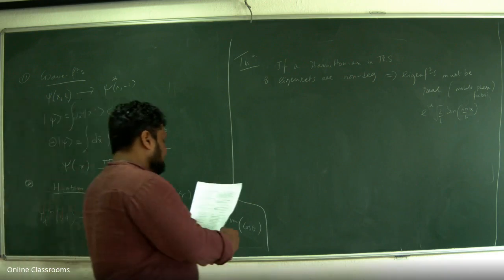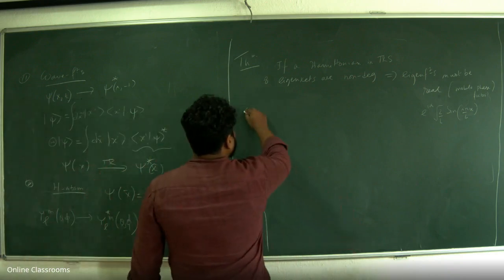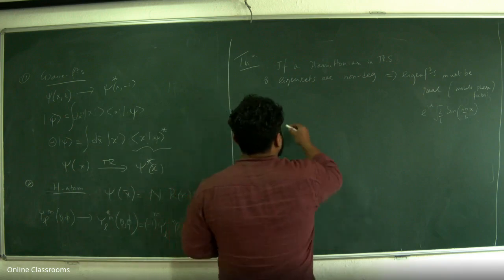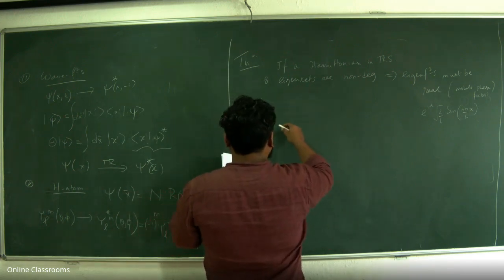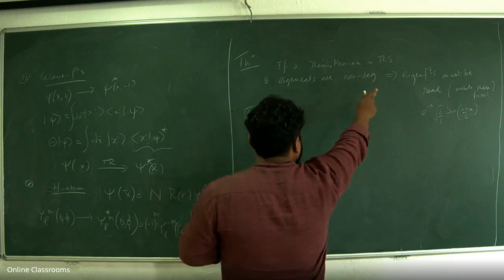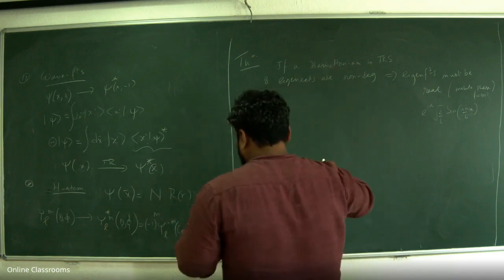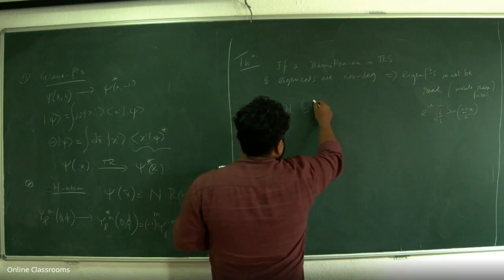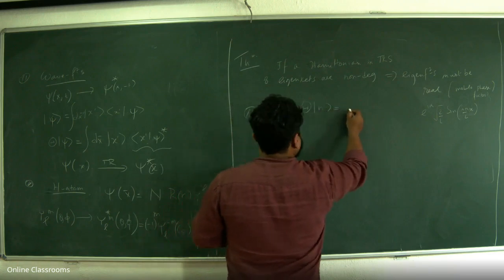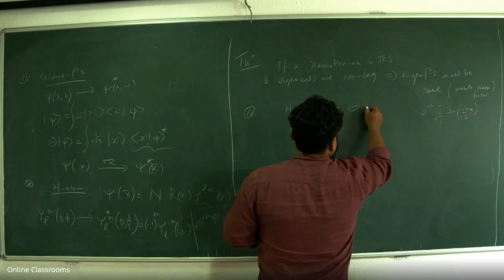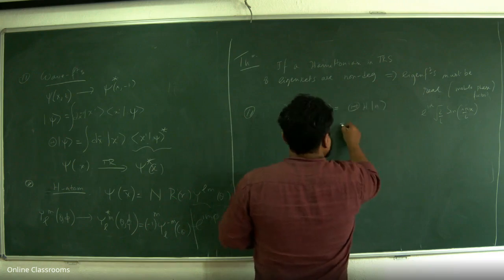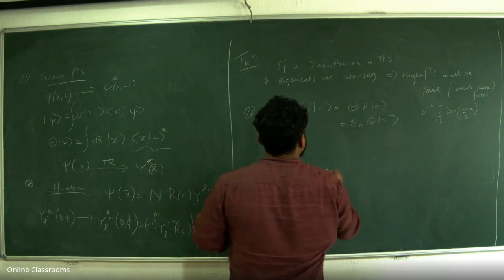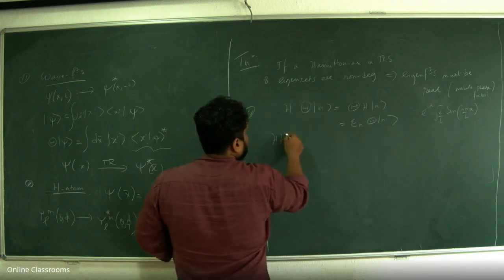Okay, so now let's prove this theorem. It's very simple. If it has time reversal symmetry, it means the theta operator commutes, because it's anti-unitary, that we established. So H theta n is theta H n, and that is E n theta n. That means, of course, this is true.